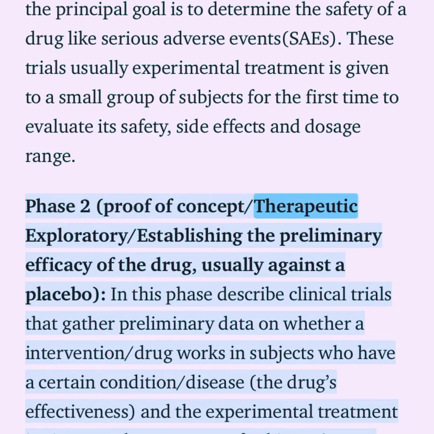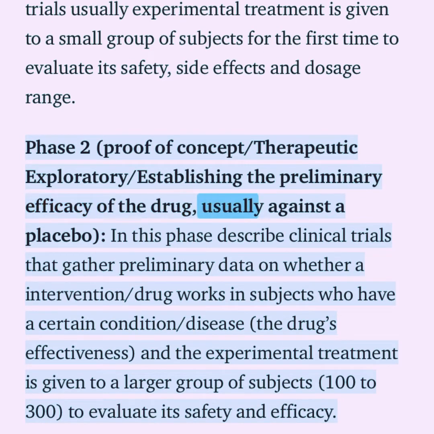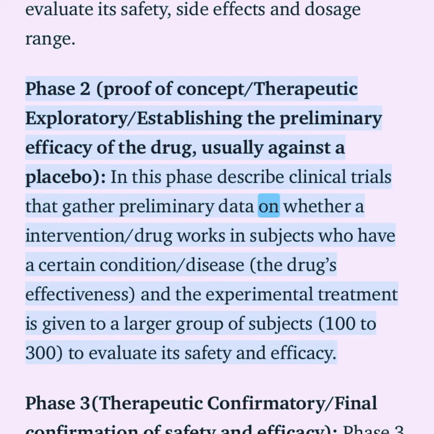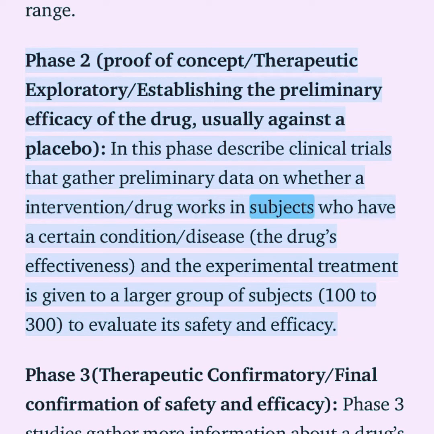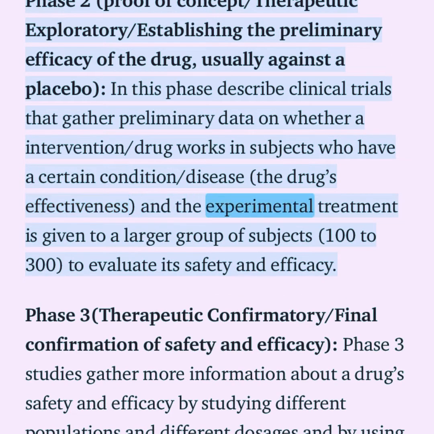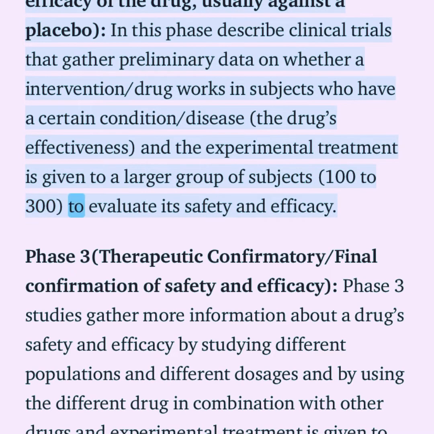Phase 2, proof of concept/therapeutic exploratory, establishing the preliminary efficacy of the drug, usually against a placebo. This phase describes clinical trials that gather preliminary data on whether the intervention/drug works in subjects who have a certain condition/disease, that is, the drug's effectiveness. The experimental treatment is given to a larger group of subjects, 100 to 300, to evaluate its safety and efficacy.